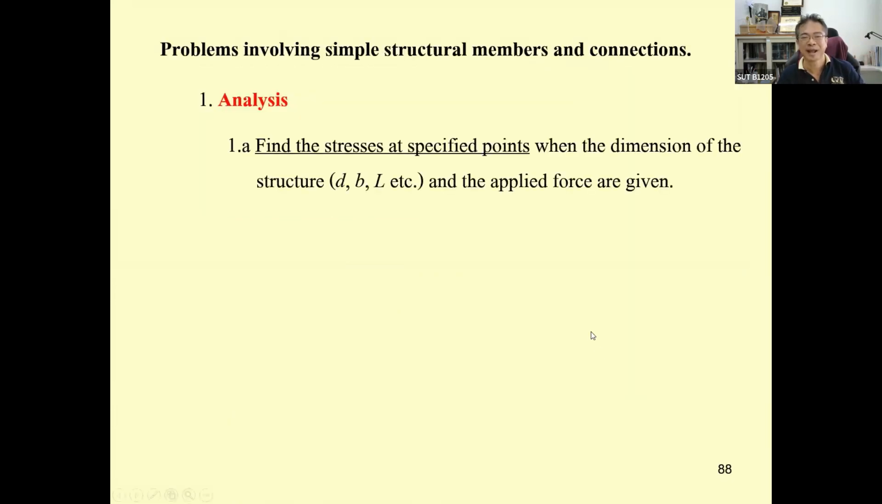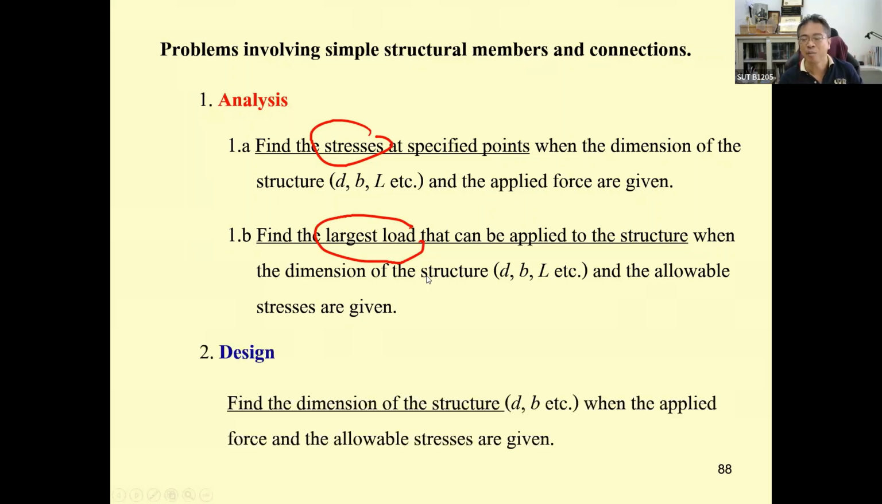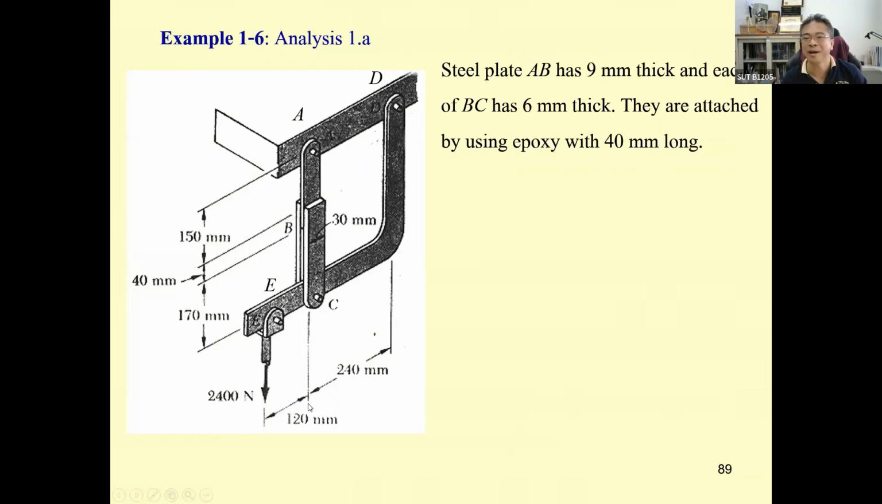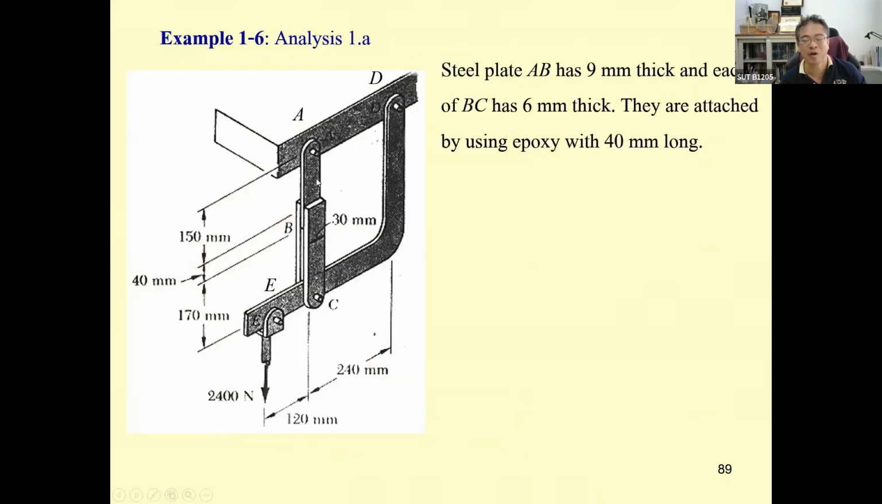And then the problems can be classified into analysis: one, find the stress; another one, find the largest loads that can occur on the structure. And then the problem is about the design. In the design, you're going to determine the dimensions of the structure. Now, just move into this one. We have 1 point A. 1 point A is just computing the stress. Let me go further with this one.